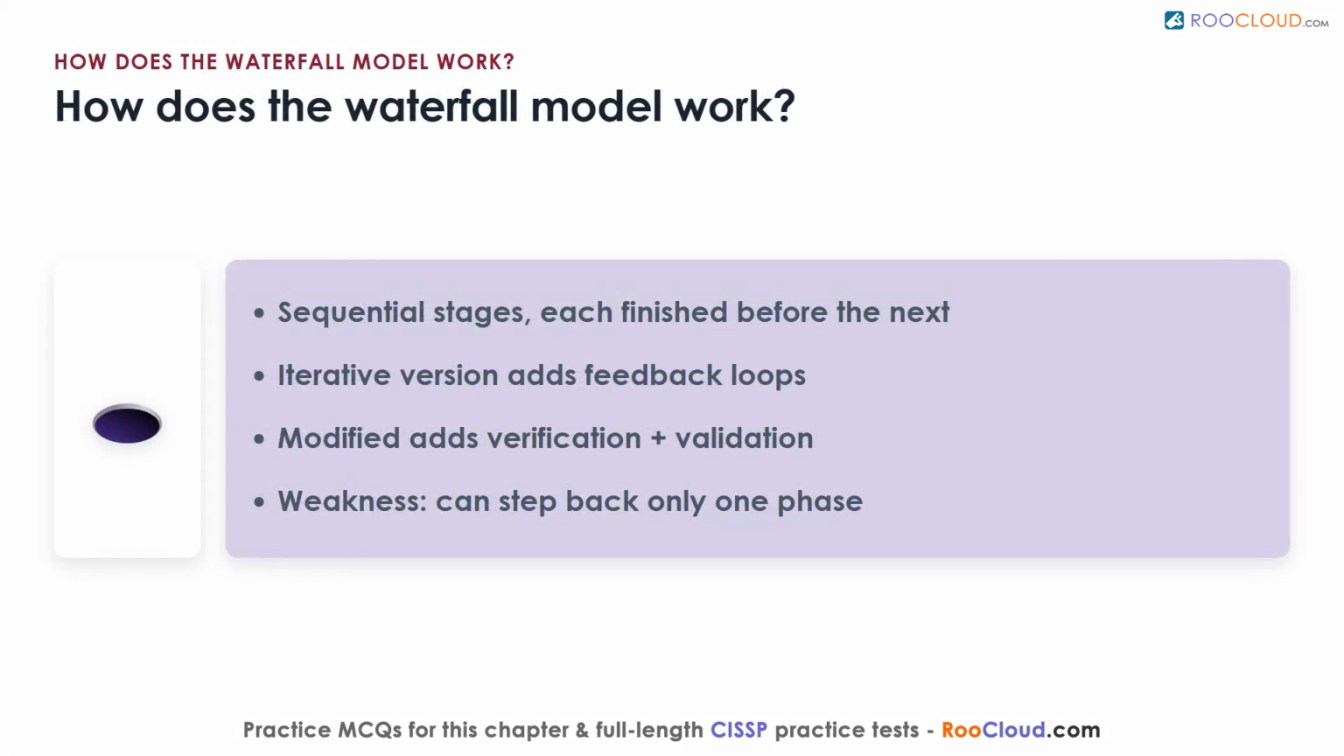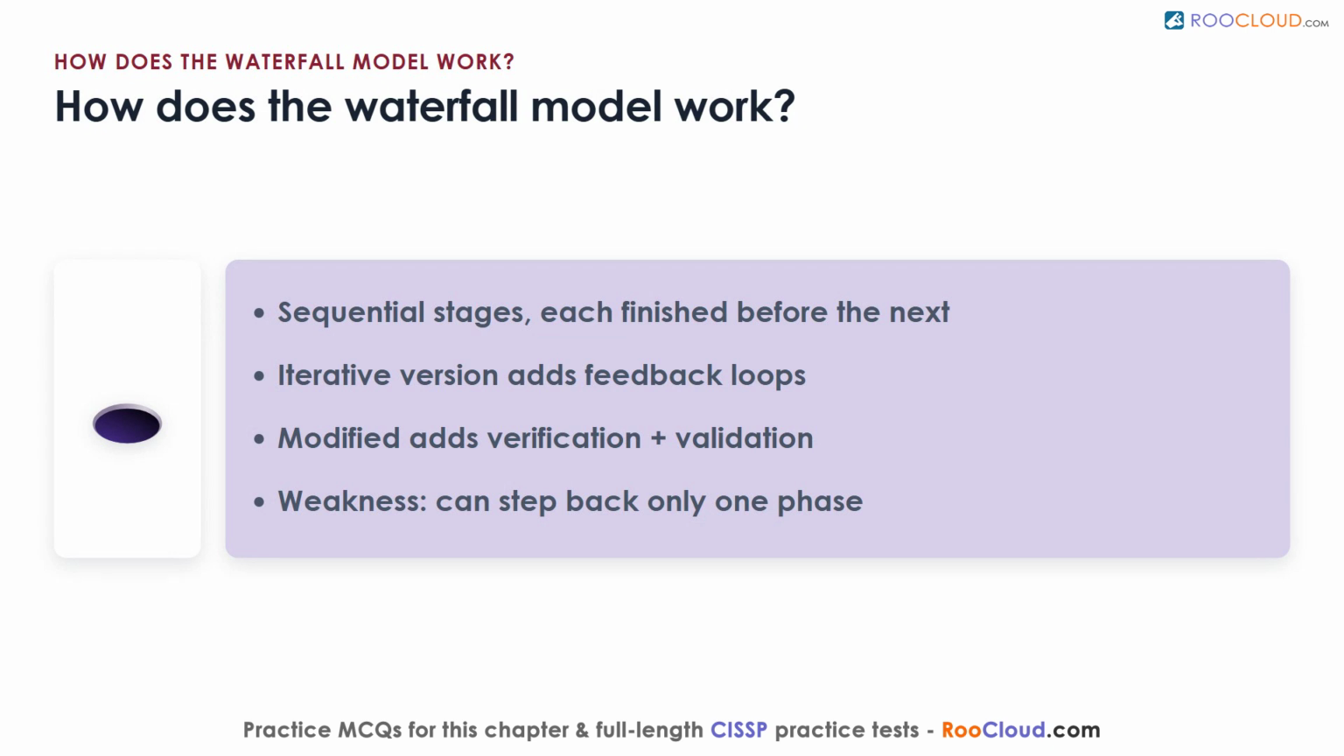Waterfall views development as a series of sequential stages, each completed before the next begins, flowing steadily downward like water over a ledge. The purely linear original proved too rigid, so the iterative version added feedback loops that let a project step back to the previous phase to fix defects discovered later. A further refinement, the modified waterfall, added verification and validation at each phase, where verification checks the product against its specifications, and validation checks how well it meets real-world needs.